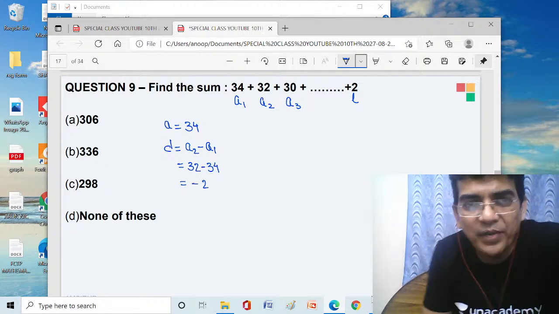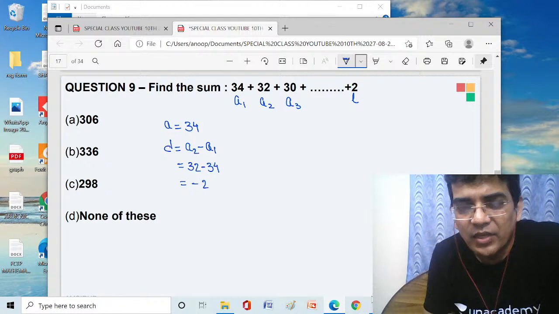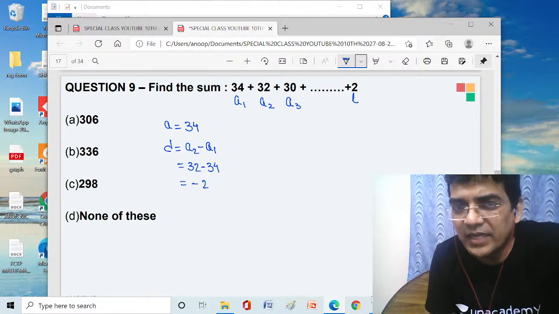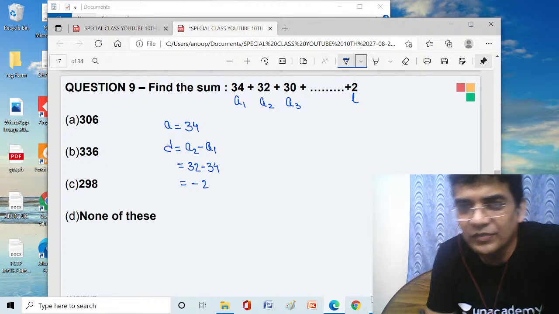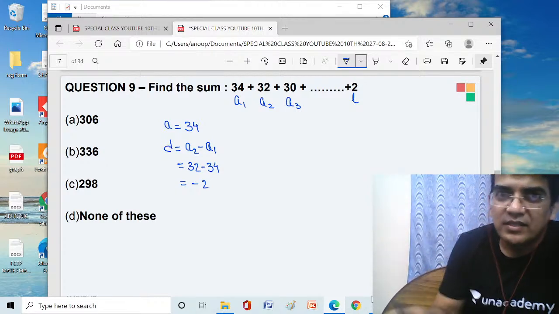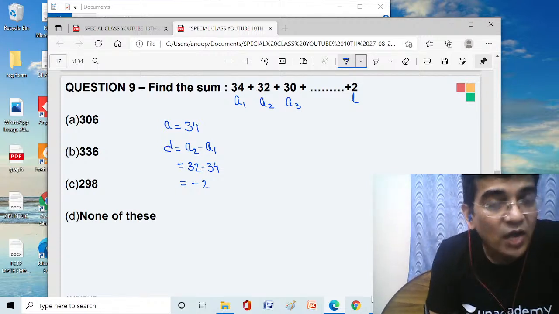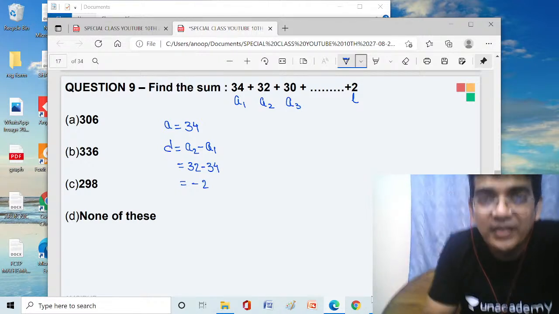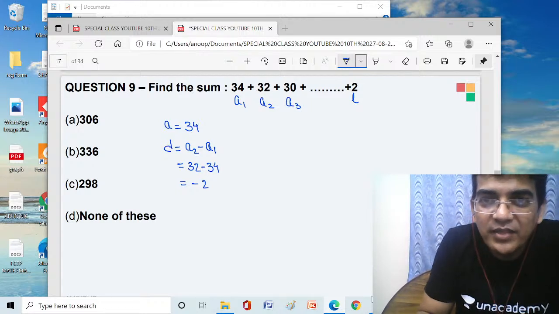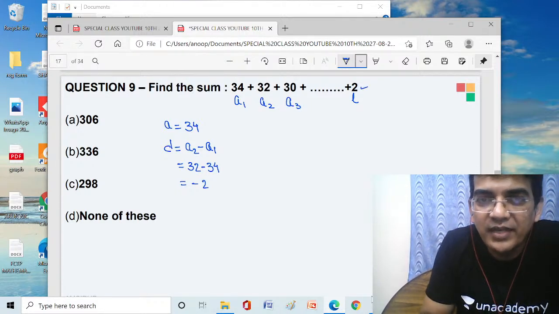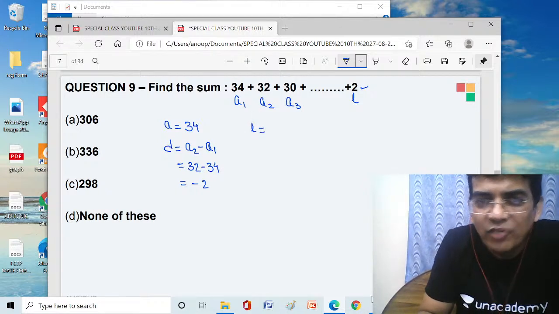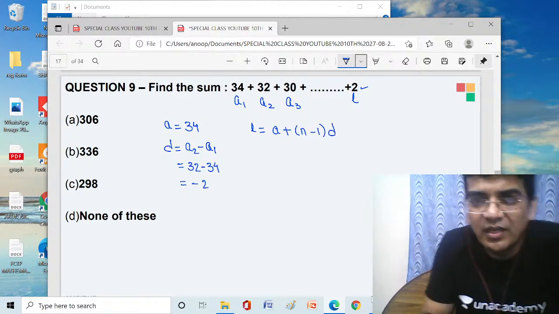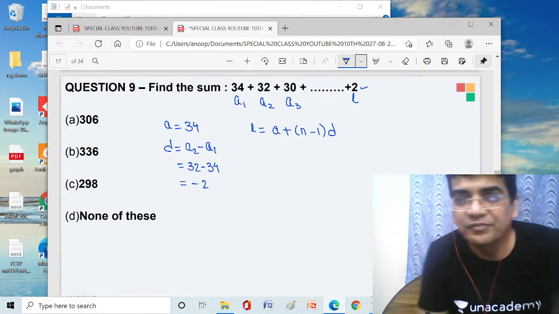See, whenever an arithmetic progression is given to me, I can write the first term as A, and I can write the common difference indicated by D, that is A2 minus A1, minus 2. Now I have to sum the series. If I have to sum the series, then I must know how many terms are there in the series. Then only I can add the series. So let me find how many terms are there in the series. Now, as you can see, the last term is known to me. So I will write the formula for the last term. The formula for the last term is the same as the formula for the nth term.